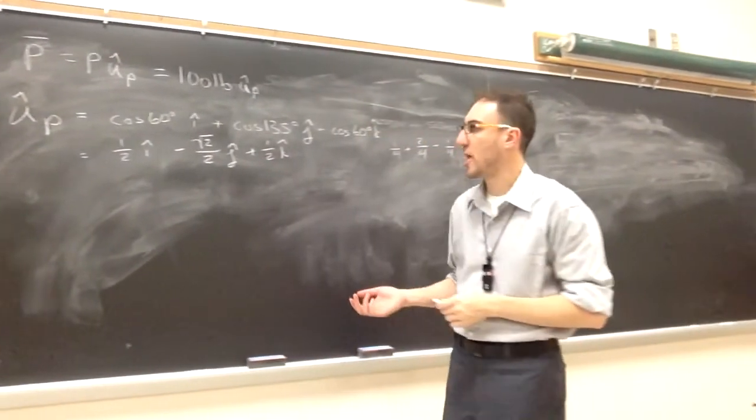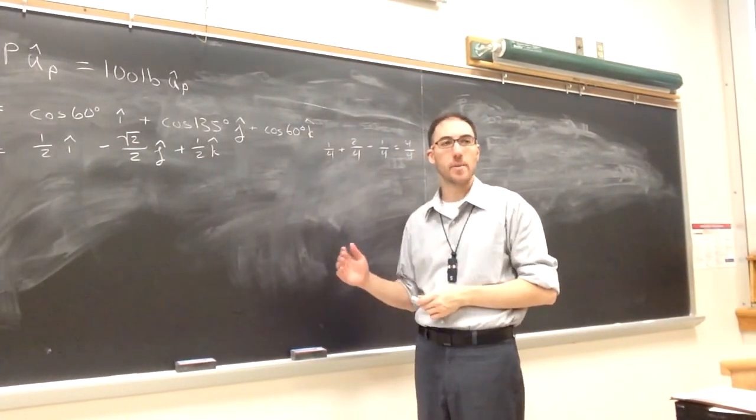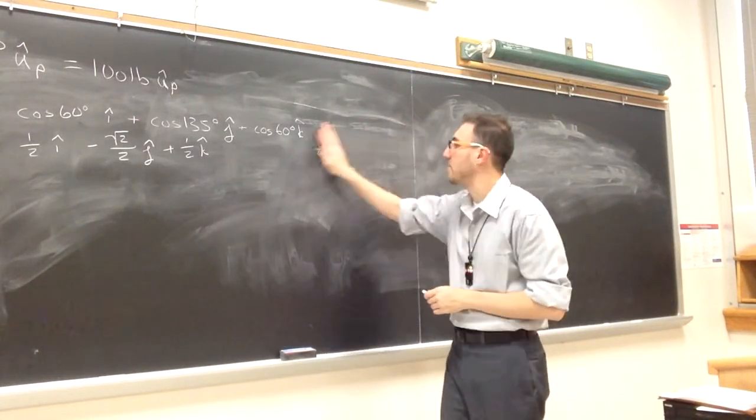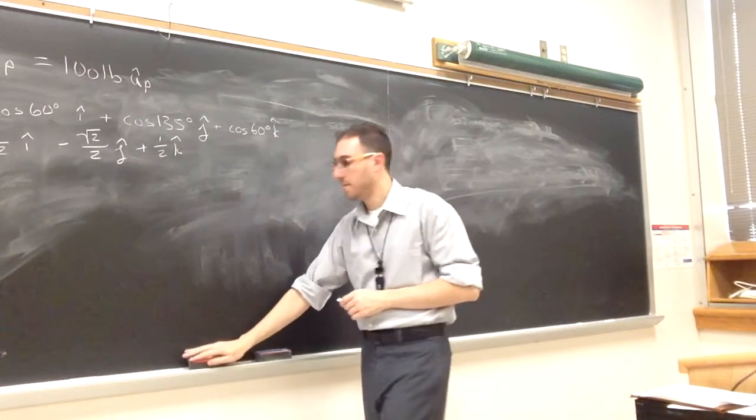We probably want to check that extra step just to make sure that later on we don't make a division error or some sort of calculator error. So this unit vector does indeed have a magnitude of 1.